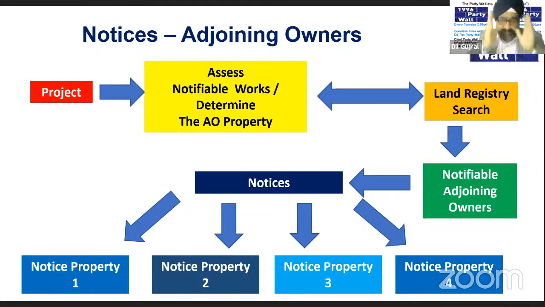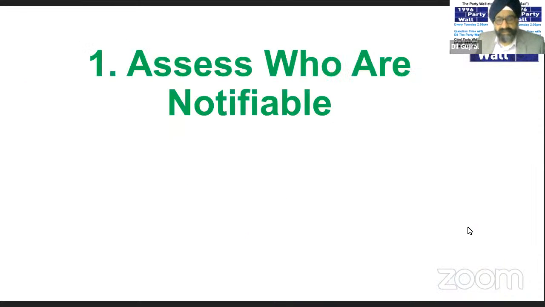So those two are different. It's the same works, but notifiable works apply to that property in one way and to the other property in a different way. These are the intricacies that you need to understand. So that's the assessment of who the notifiable adjoining owners are. Okay.